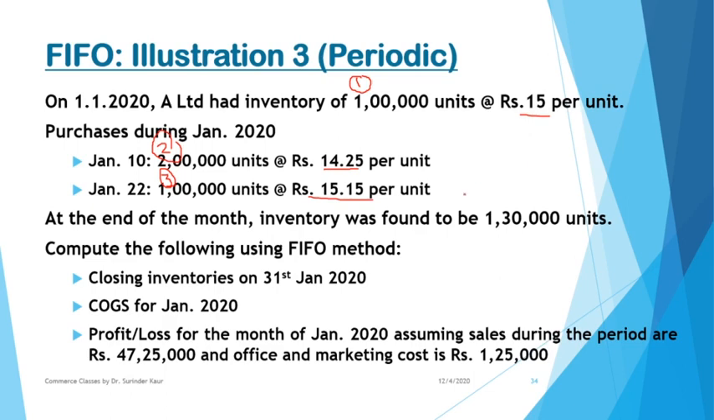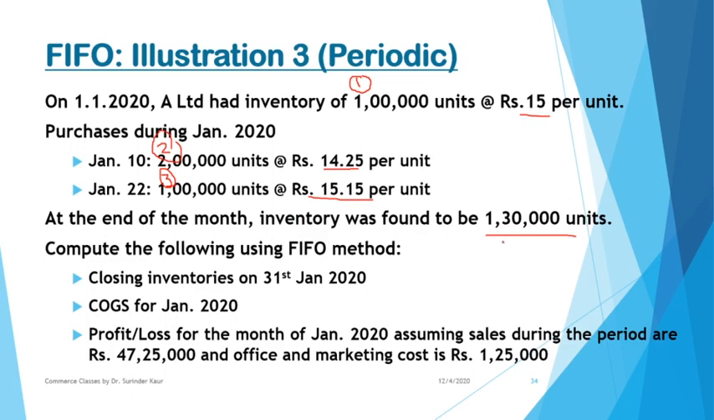Now at the end of the month, the inventories are found to be 1,30,000 units. So this is a physical system taking place because we are not given the sales. We are just given the closing inventory. So how will we determine the closing inventory? Now, as per the FIFO approach, initial lots are sold first. So your sales will be from the first lot and then second lot, and then your third lot will be used if the need be.